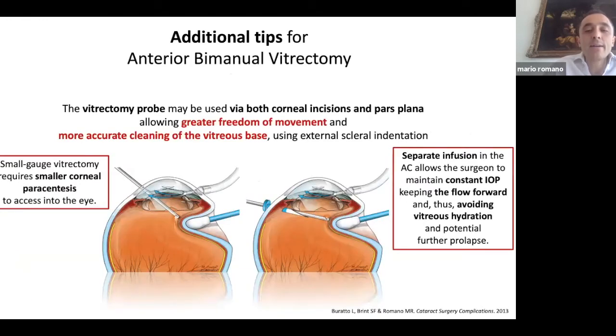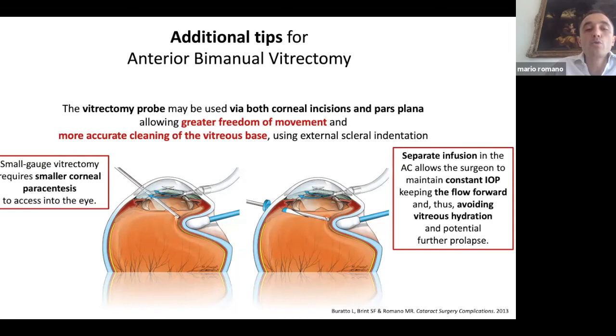Additional tips are to separate the infusion, so with a third paracentesis with an AC maintainer. Also, the vitrectomy probe can be used via both corneal incision and/or pars plana incision, and this allows a greater freedom of movement and more accurate cleaning when we indent the sclera from the outside. So by depressing the sclera, we can better shape the vitreous base, and we can go through the pars plana, or we can also go through the anterior chamber.